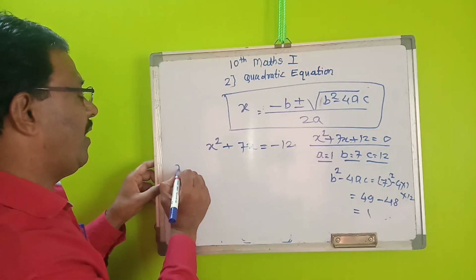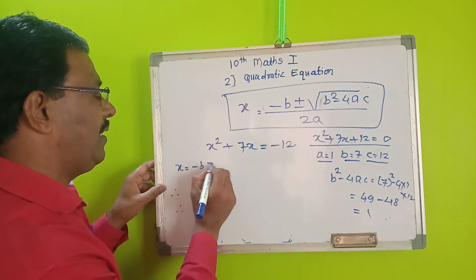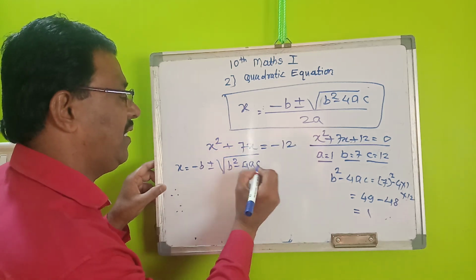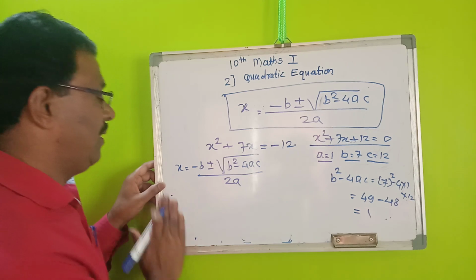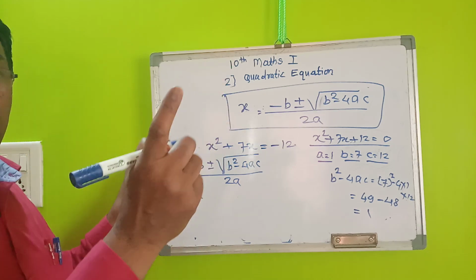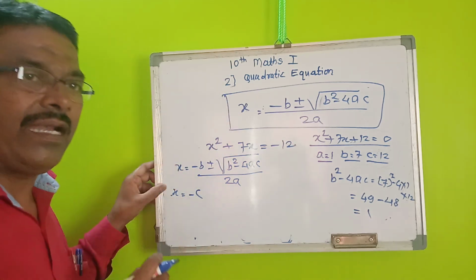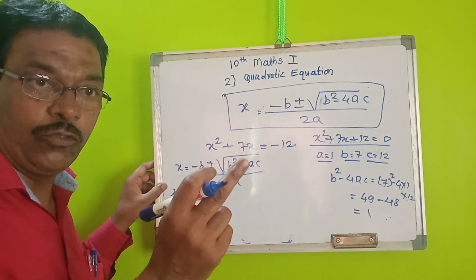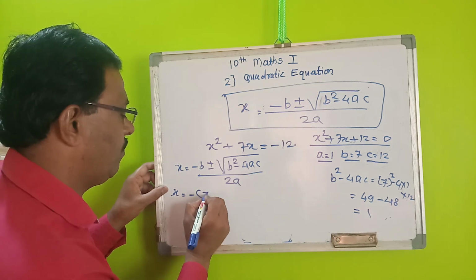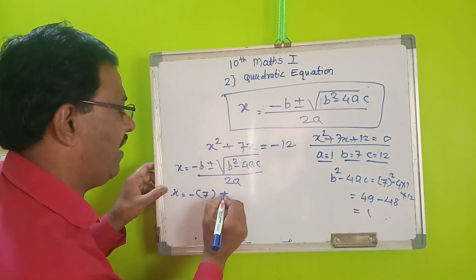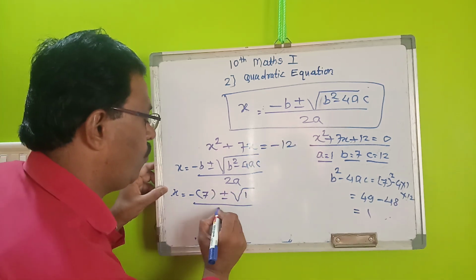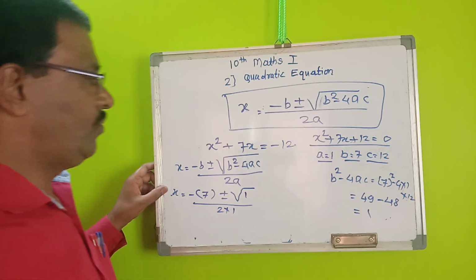So write the formula x is equal to minus b plus minus square root of b square minus 4ac upon 2a and put the given values. x is equal to minus, into bracket. You must write the value of b in brackets. What happens? Sometimes the value of b is negative, so negative becomes positive. Here positive, no problem. Minus b means minus 7, plus minus square root. The value of b square minus 4ac is 1, upon 2 into a. What is the value of a?